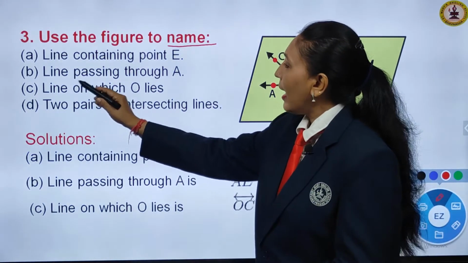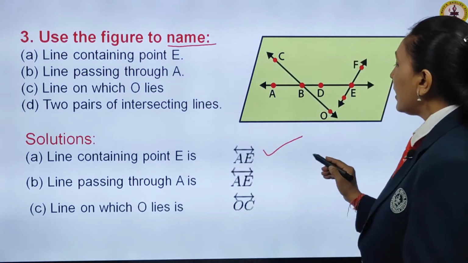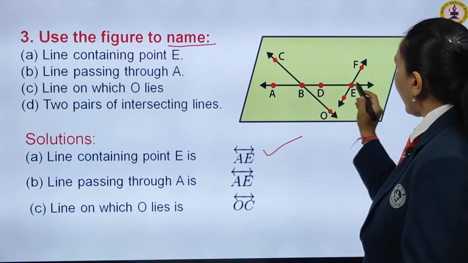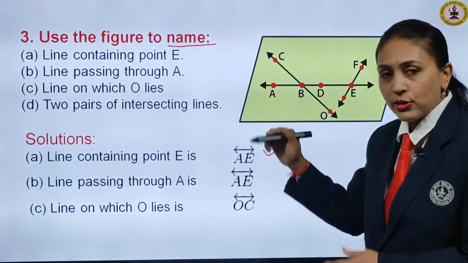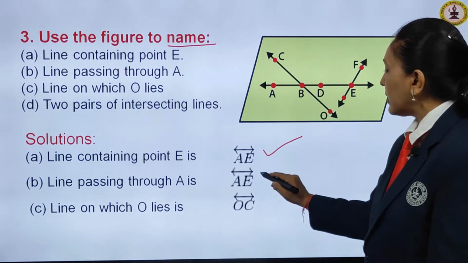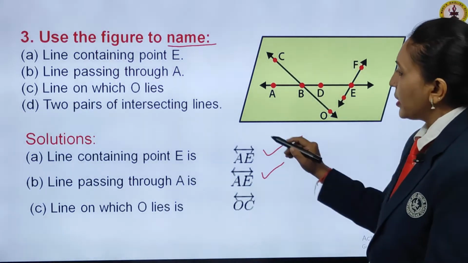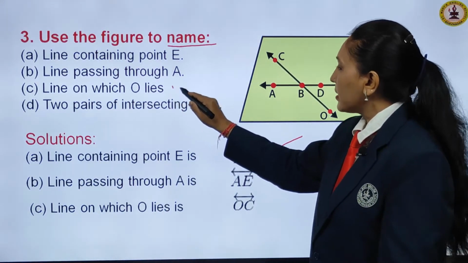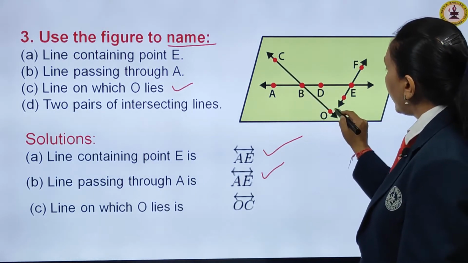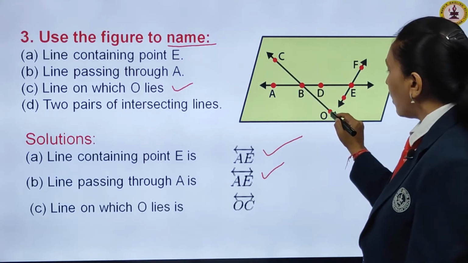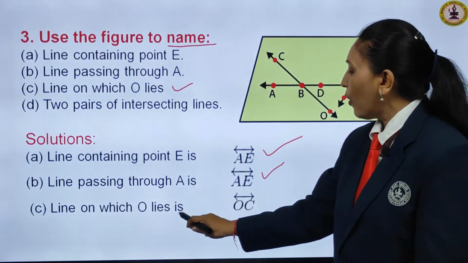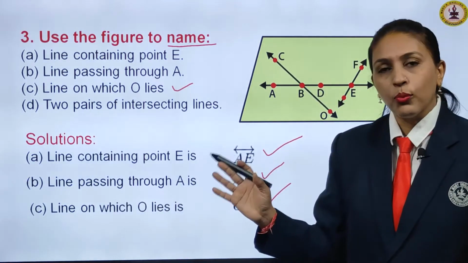The second question, line passing through A. Now which is the line passing through A? You can see here point A is there. A is passing through AE. Because that point is on that line only, so you can say that the line passing through A is AE. Third question, line on which O lies. Now where is O here, children? Here it is, that is CO. That means CO contains O. So I can tell that CO passes through O, or you can tell OC also. Both ways you can write. Line on which O lies is OC, or you can write CO.